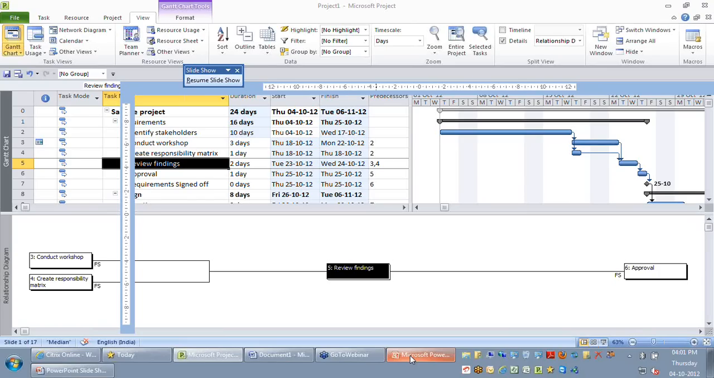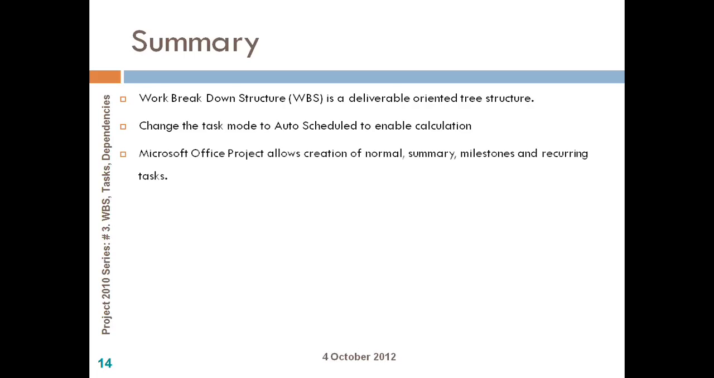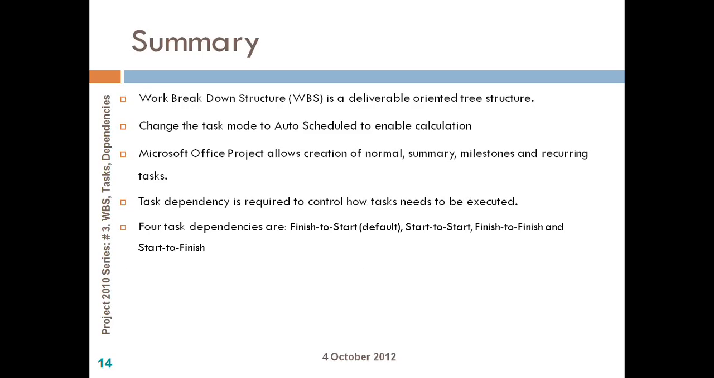So just to summarize, as you know, work breakdown structure is a deliverable-oriented tree structure. Next is make sure that you decide whether your task mode needs to be auto or manual, depending on whether you want the dates to be calculated or not. Third, there are different types of tasks you can create, like normal, summary, milestones, and recurring activities. And there are different ways by which you can create these activities also. We talked about dependencies where we said it can be finish to start, start to start, finish to finish, and start to finish dependencies, for which you can make use of the task information form or the drag and drop option to set your dependencies.